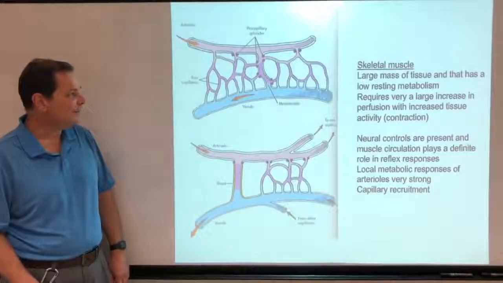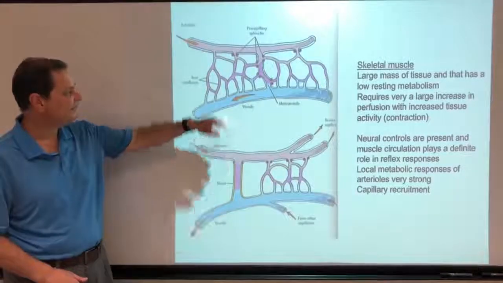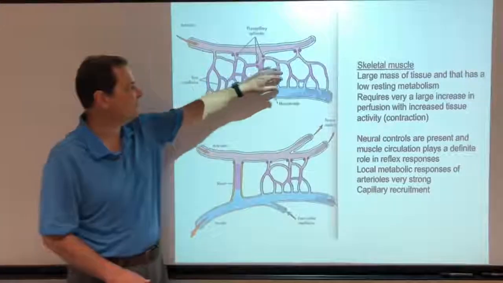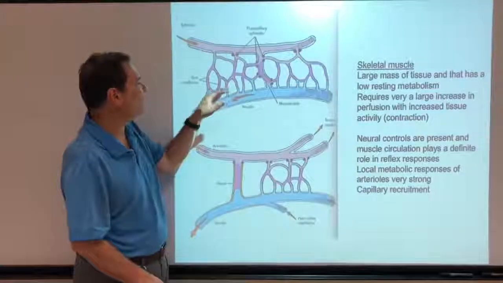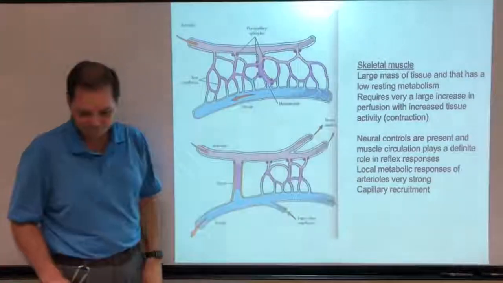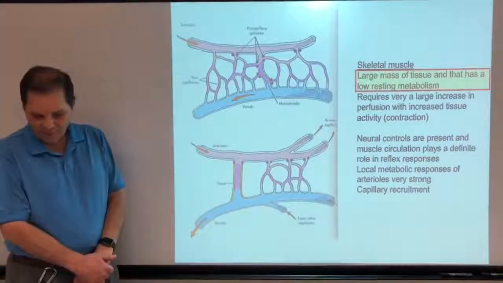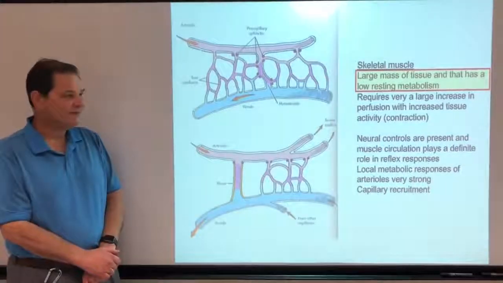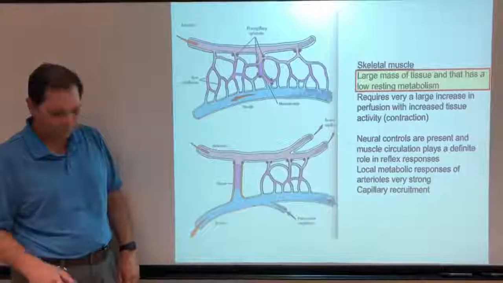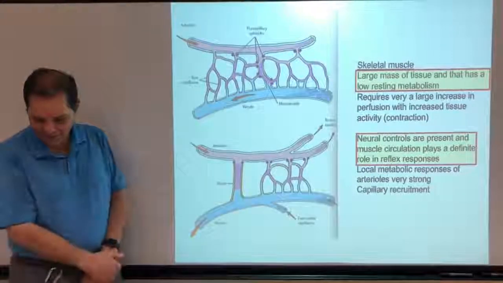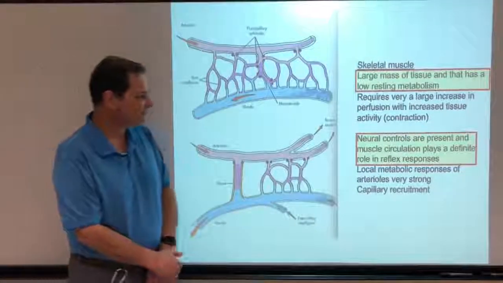All right, let's talk a little bit about skeletal muscle. Down here, this is skin. Up here, this is skeletal muscle. You have a lot more tissue and a lot more capillaries than you do in the skin. Okay? You have a large mass of tissue with a fairly low resting metabolism, but it needs to get a lot of oxygen when it needs it.